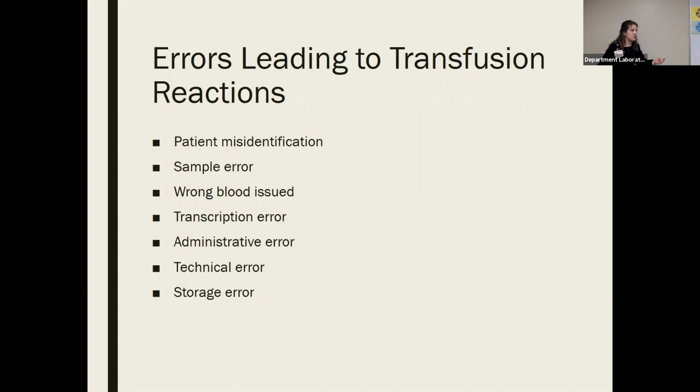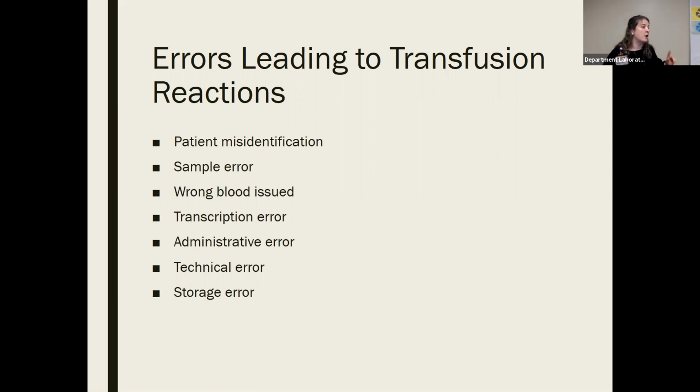Wrong blood was issued to the wrong patient. Some type of transcription error, some type of administrative error, technical error, storage error in the products. Okay, maybe your unit of red cells sat out at room temperature greater than 30 minutes, all right? Providing the perfect environment for bacteria. Okay, and then we're going to talk about some specific bacteria that can survive at 4 degrees.